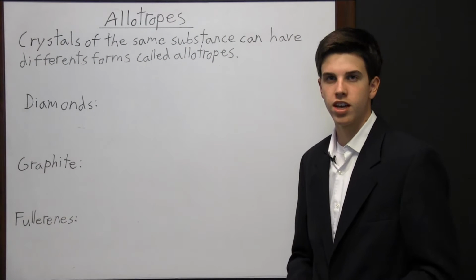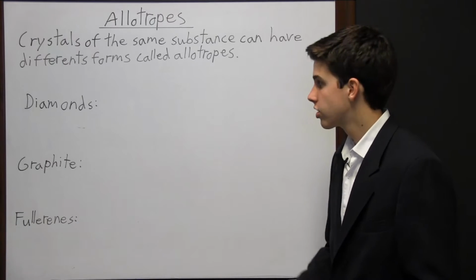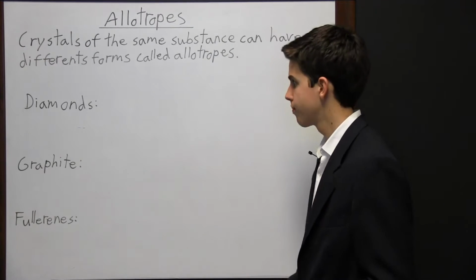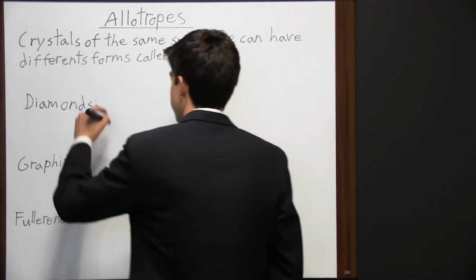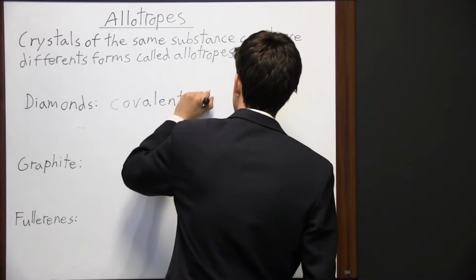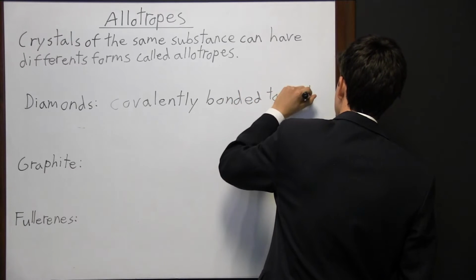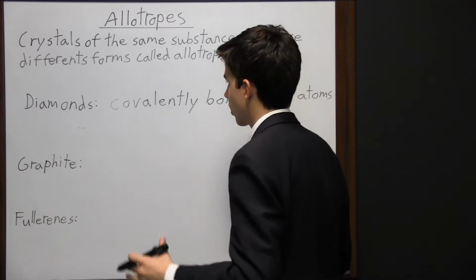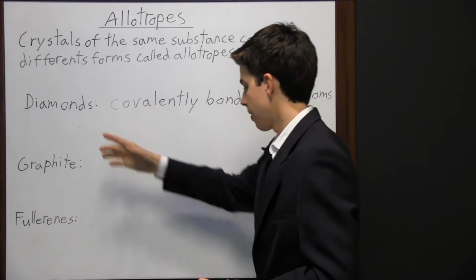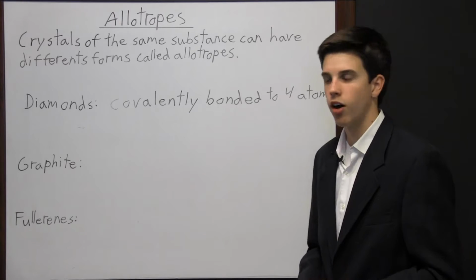Crystals of the same substance can have many different forms called allotropes. For example, carbon has many different allotropes. So these three substances right here are all made up of carbon, just in different forms, or allotropes. So the first is diamonds, and this is when atoms are covalently bonded to 4 atoms. So you have this one carbon atom that's covalently bonded to 4 neighboring carbon atoms, and that makes diamonds. And that makes a very rigid and hard structure, which is actually the hardest substance on Earth.